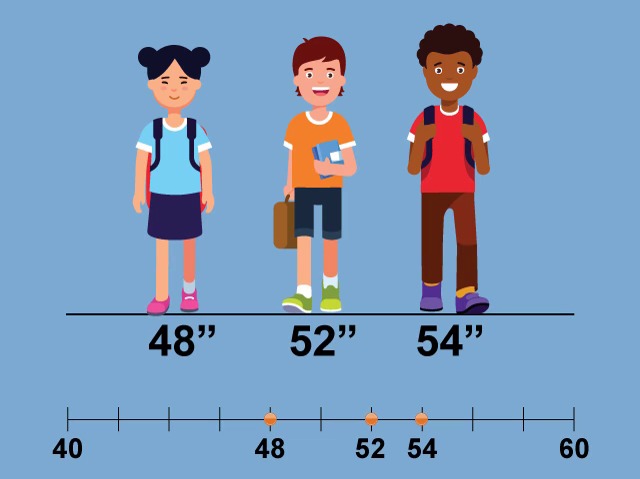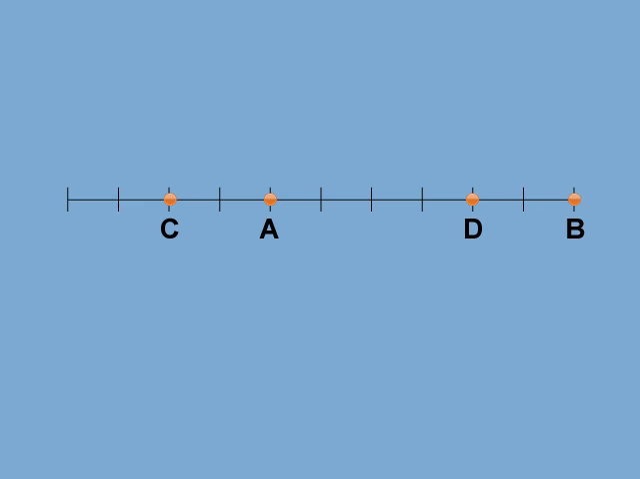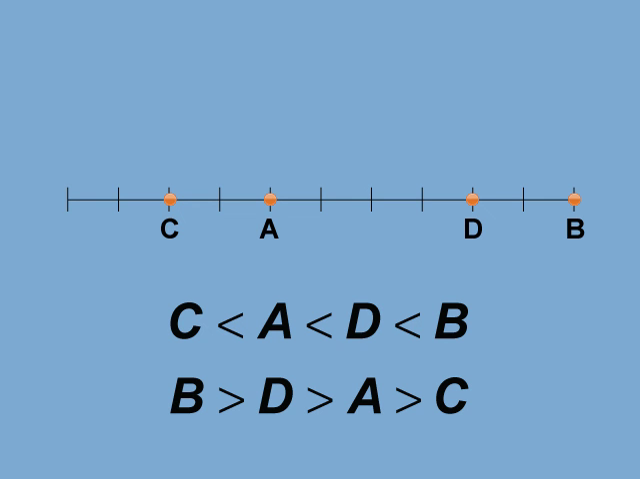Using a number line helps with comparing measurements. As you can see, in going from left to right the values increase. When you see numbers graphed on a number line, their relative position tells you which values are greater than others.